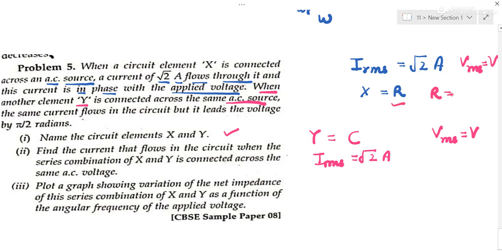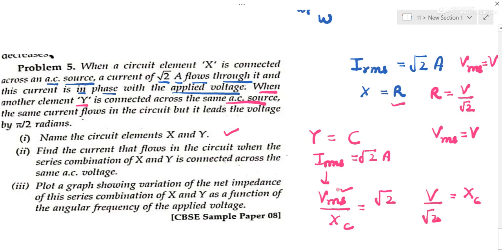So the voltage is V. Can we find out R from here? It is V by I, so it is V by root 2. Can we find out this opposition from here? Current will be V by opposition. The current is root 2, the voltage is V, so XC, the capacitive reactance, is V by root 2. We use V in place of this voltage because both are connected to the same AC source. So my XC is ready.